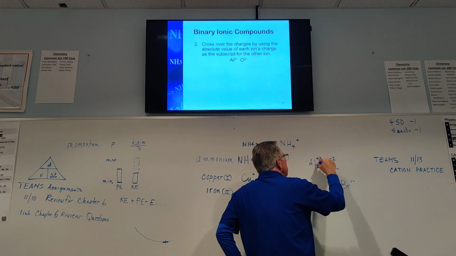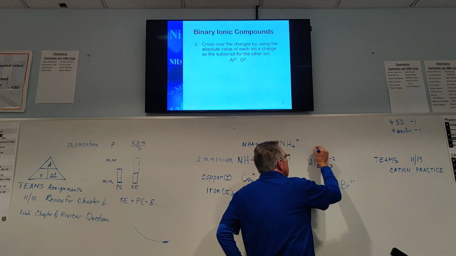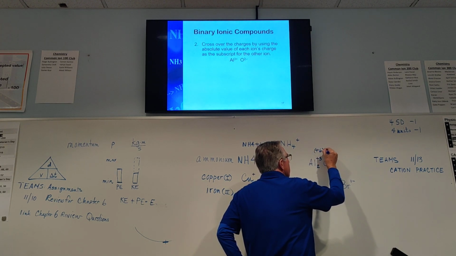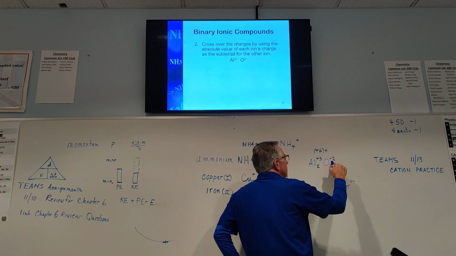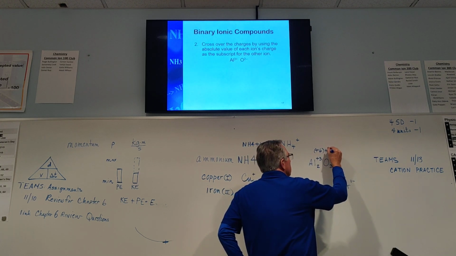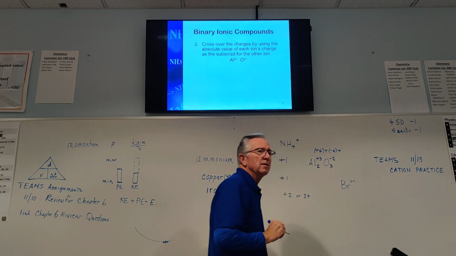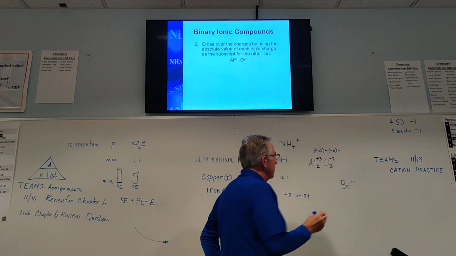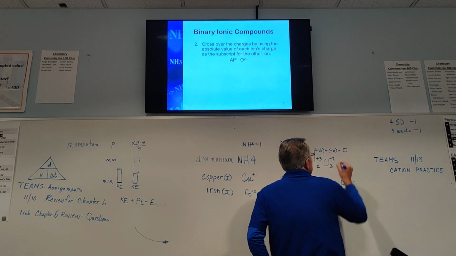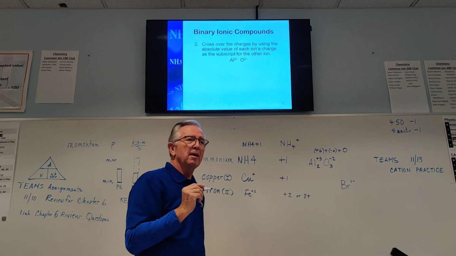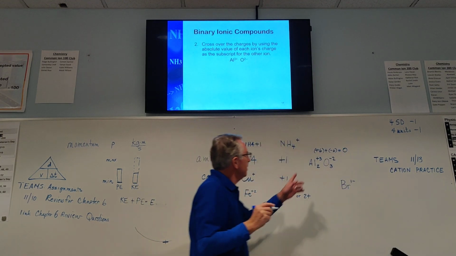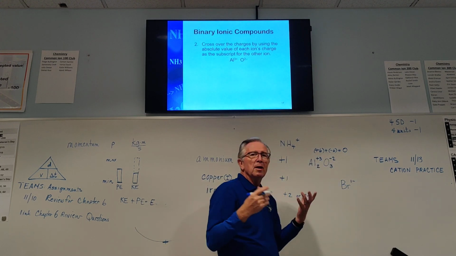If I take 2 times a +3, I'm going to have a +6, right? And if I take 3 times a -2, I'm going to have a -6. What do those two add up to? Should add up to 0. That's what we want it to add up to. So if we've done it correctly, it should add up to 0. But the easy way is just kind of crossing over.